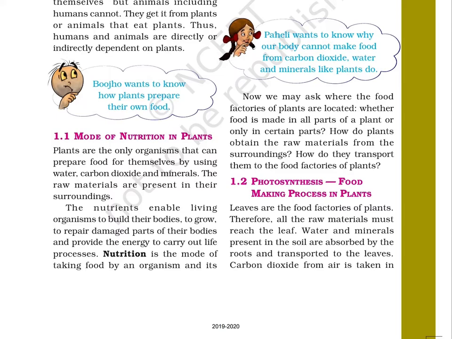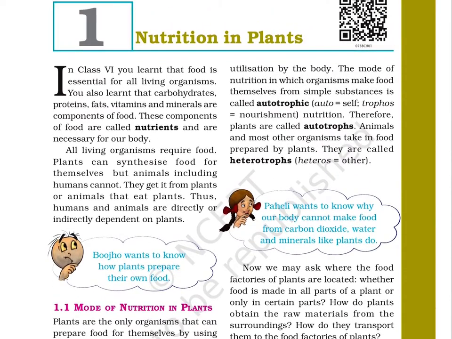Nutrition is the mode of taking food by an organism and its utilization by the body. The mode of nutrition in which organisms make food themselves from simple substances is called autotrophic nutrition. Here, auto means self and trophos means nourishment. Therefore, plants are called autotrophs. Animals and most other organisms take in food prepared by plants. They are called heterotrophs. Heteros means other.